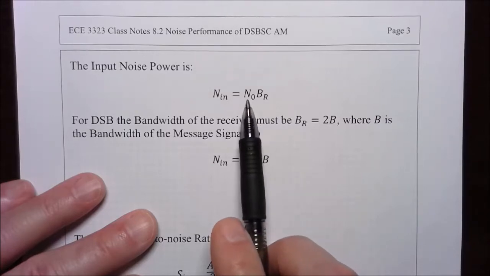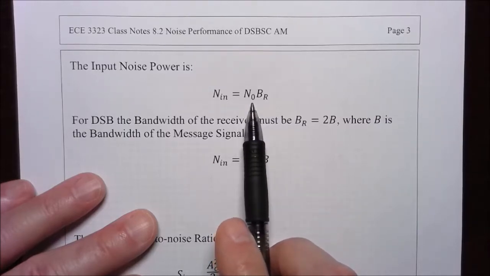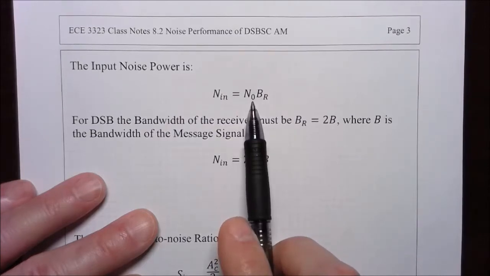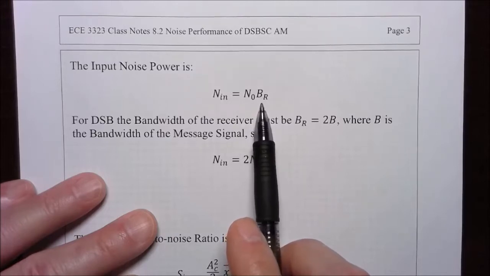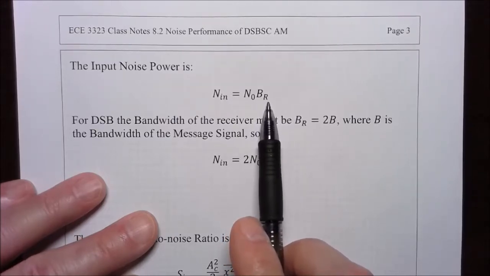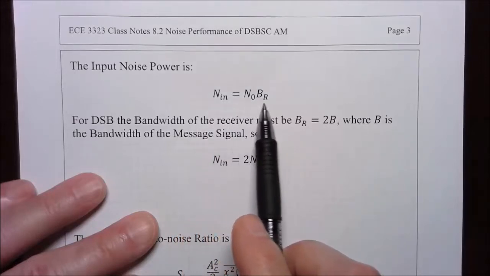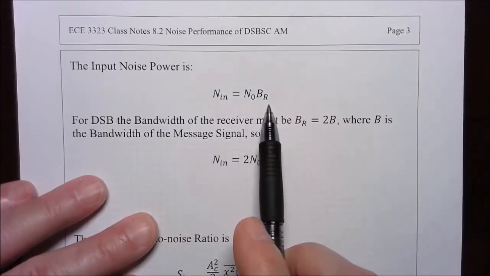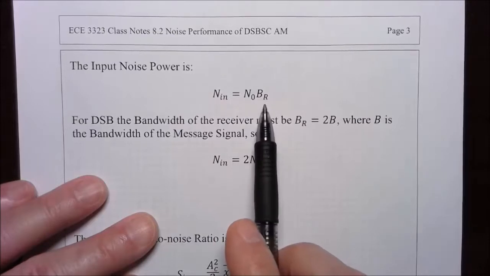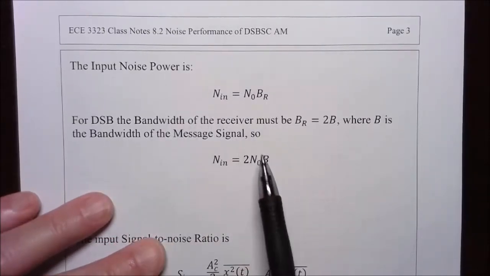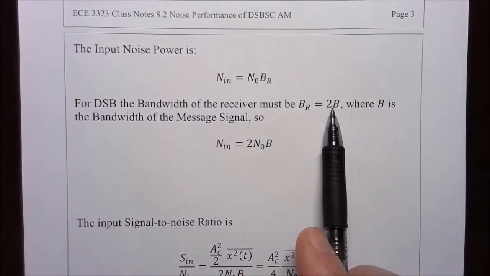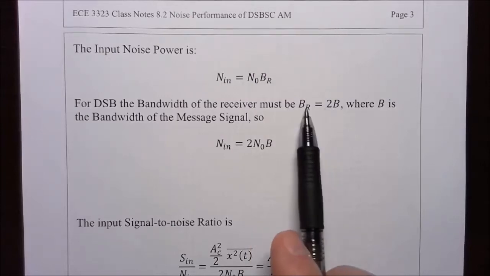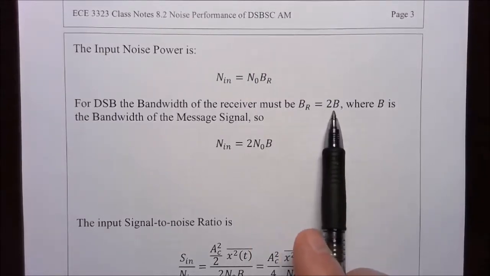N naught over 2 is the value of the power spectral density of the Gaussian white noise, and we have a bandpass filter with bandwidth B sub r. Okay, so we've already worked out in previous discussions that this is the noise power that will survive through a bandpass filter. For double sideband AM, this receiver bandwidth has to be twice the bandwidth of the message signal, so this is the bandwidth of the double sideband AM signal.